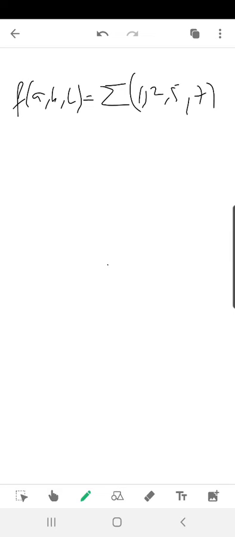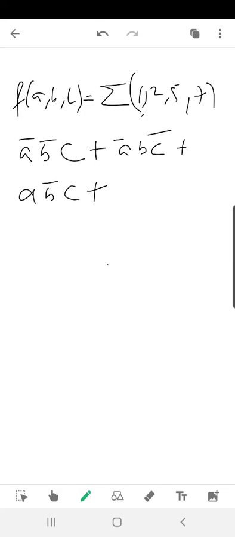Now we will write this 1257. Simply write your expressions 1, 2, 5 and 7 in SOP form first. 1 will be written in sum of products as 0 0 1, so it will become A bar B bar C. Plus 2 is written as 0 1 0, so it will become A bar B C bar. 5 is written as 1 0 1, so it will be A B bar C. 7 is written as 1 1 1, so it will be A B C. This is our SOP expression for these given min terms.